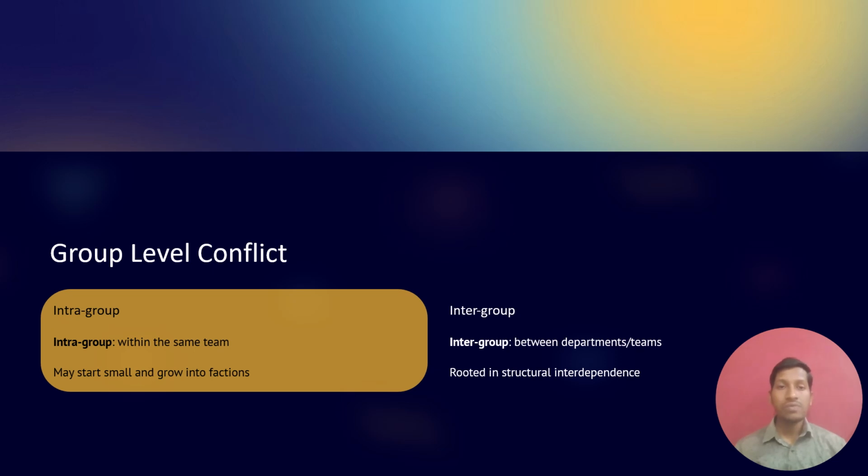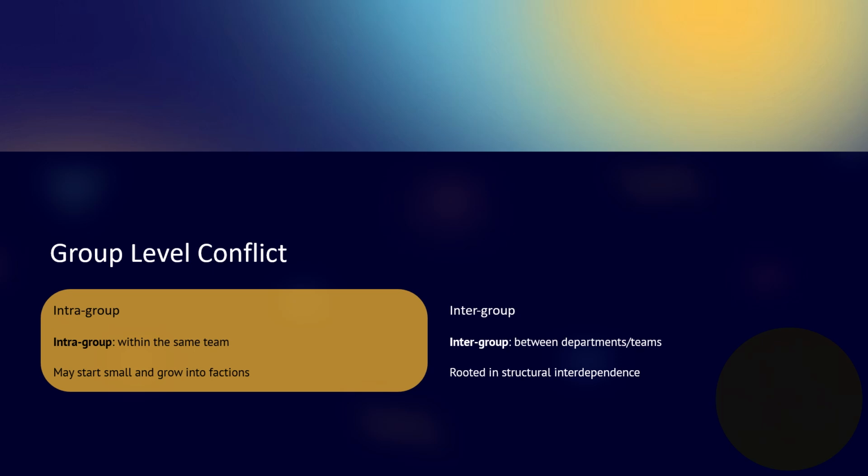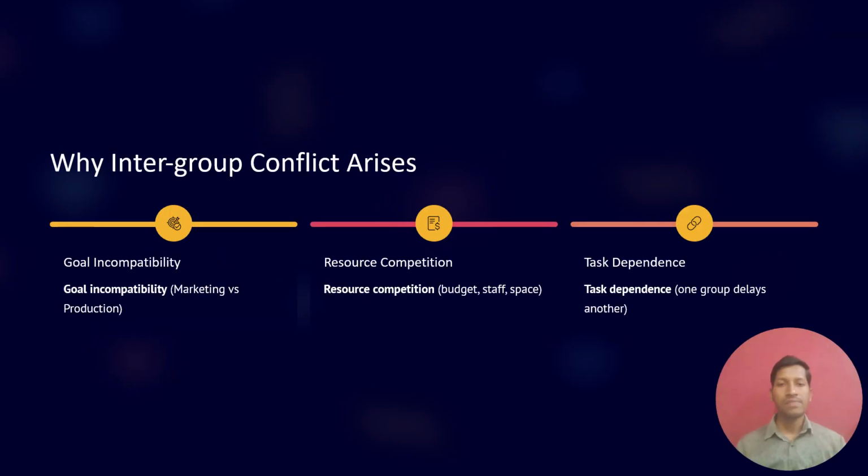Why do these groups fight? The reasons are usually built into the structure of the company itself. The first cause is goal incompatibility. A classic example is the conflict between marketing and production departments. Marketing wants to offer customers five different versions of a product to increase sales, but production wants to make only one version to keep costs low. Their goals are in direct opposition.